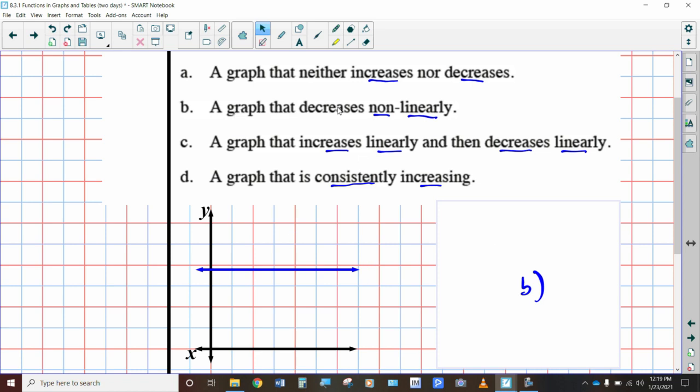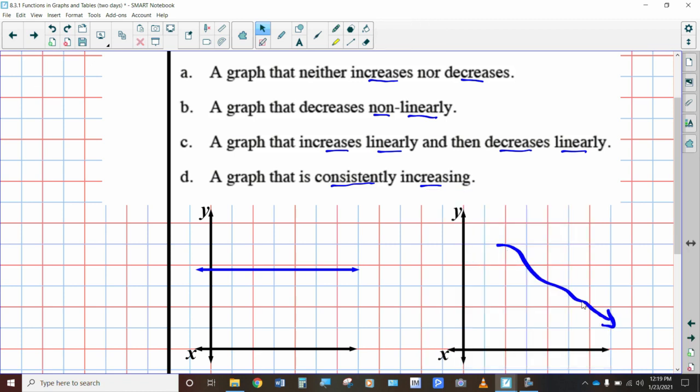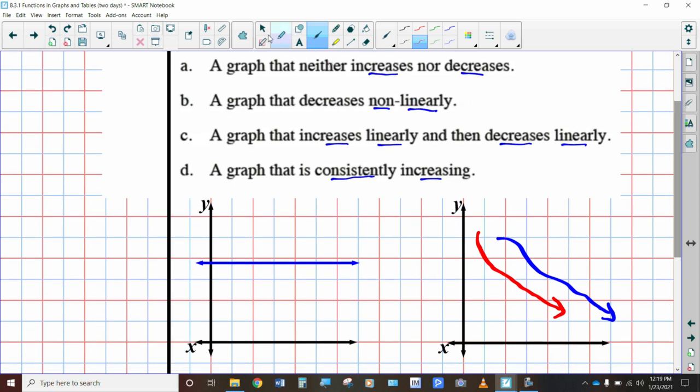A graph that decreases non-linearly. So there are different ways you can show that. That is absolutely decreasing, and it is absolutely not a straight line, so that fits the description. You may have chosen to do something more like this. Maybe that's how yours looks. Doesn't really make any difference. As long as it's not a straight line and it's going down as you read it from left to right, you're following these directions. And for C, it says a graph that increases linearly.